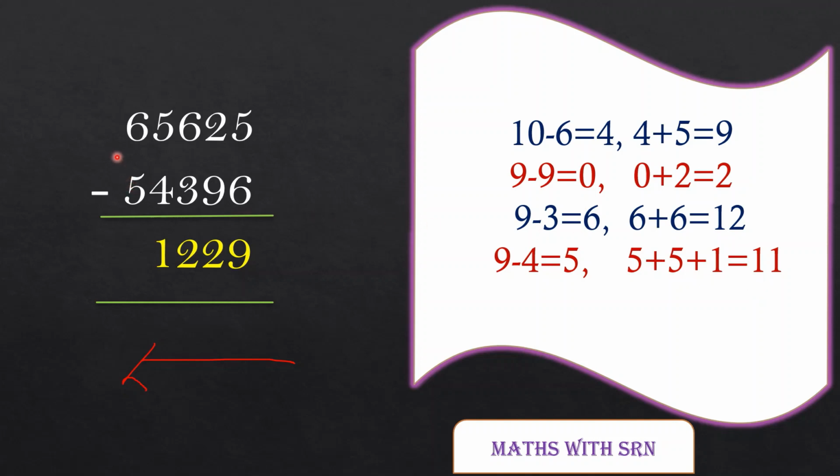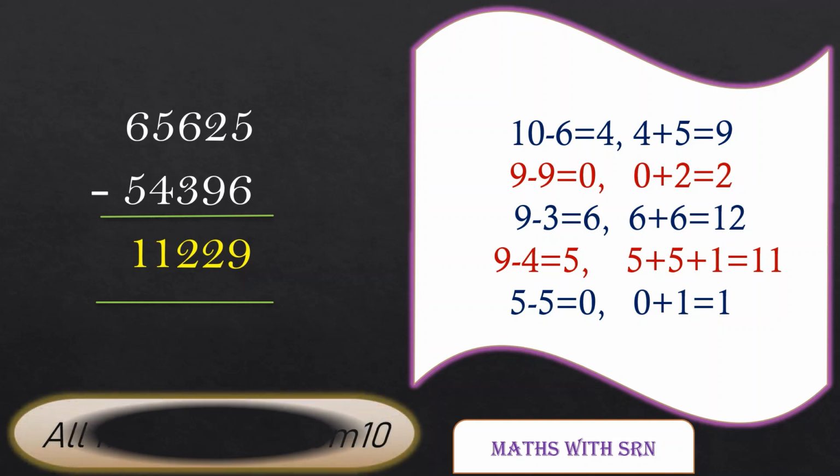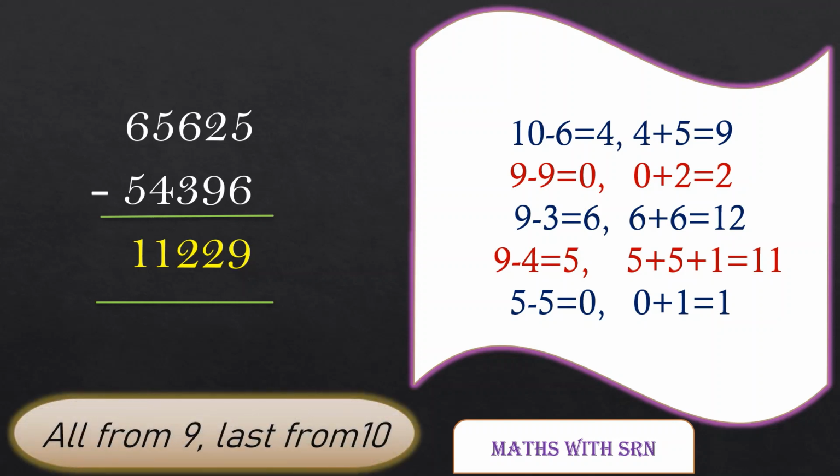That means, friends, observe here: 1 from the first number, 6 minus 1 is 5. Yes, 5 minus 5 is 0, 0 plus 1 is 1. So this digit is 1. Friends, I think this is very easy. So observe, friends, all from 9 but last from 10.